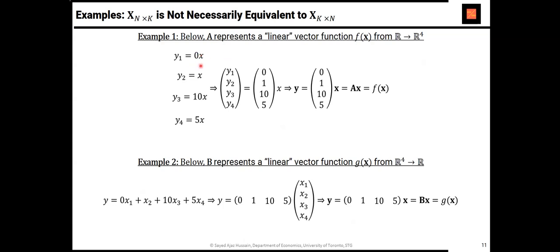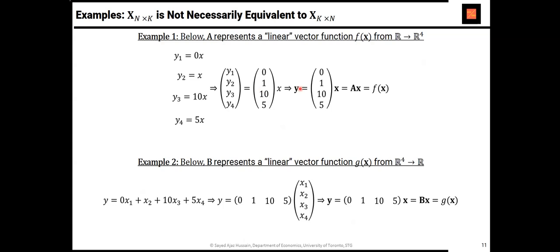Here is 1 x only, so the domain is R1, but there are 4 y's. So you now have a linear vector function that goes from R1 to R4, uniquely defined by this matrix A, 0, 1, 10, 5. It now gives you these y's in terms of that x. So this is that vector that you saw some time back, the column vector.